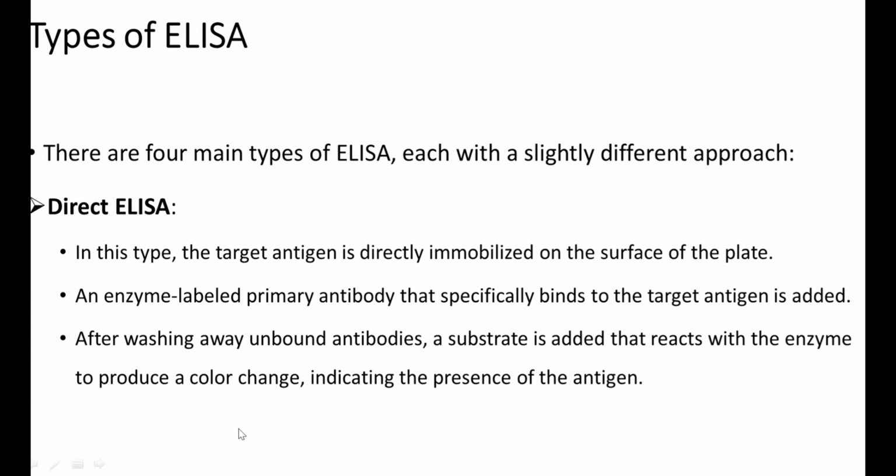We have the main four types of ELISA. We have the direct, indirect, sandwich, and the competitive.